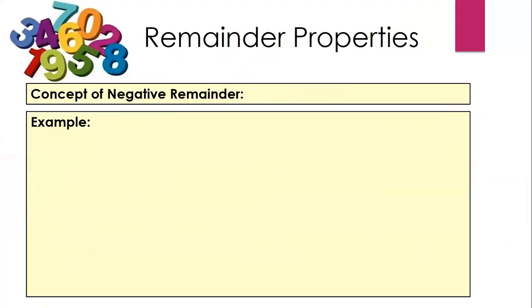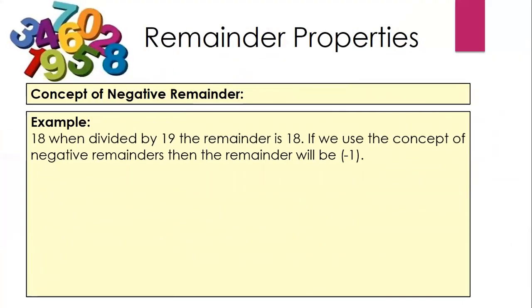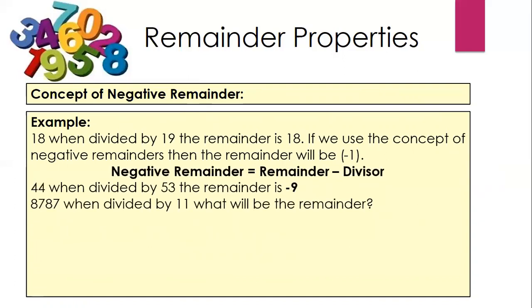Next, the concept of negative remainders. 18 when divided by 19, we can say the remainder is 18. Otherwise, when we are using the concept of negative remainders, the remainder will be minus 1. Now, negative remainder can be obtained by subtracting the remainder from the divisor. So 44 when divided by 53, the remainder is minus 9.